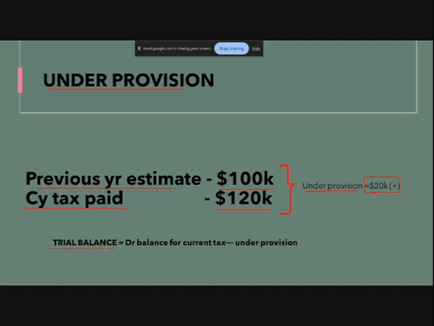If you're doing section C questions, they will give you a trial balance. So if you see the current tax and they have given you a debit balance, that means it is under provision. Okay, this is very important, and if you're doing section A questions, they will.